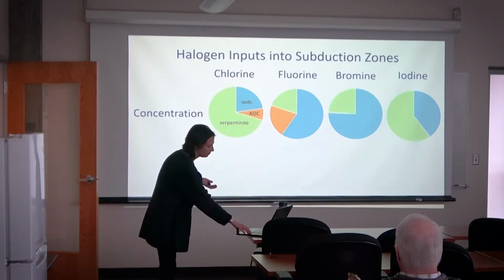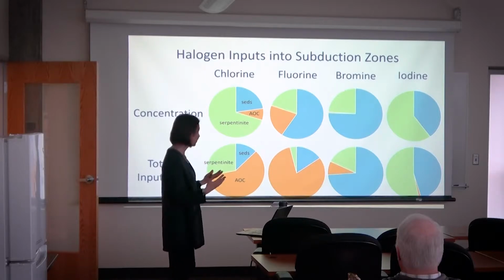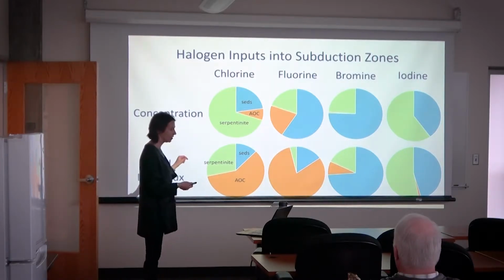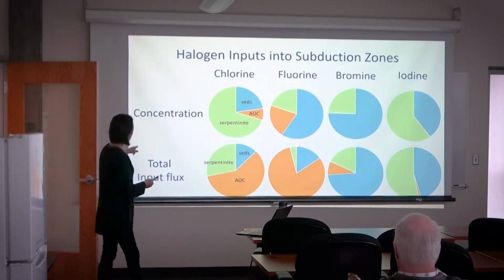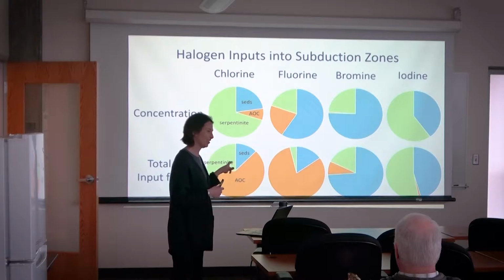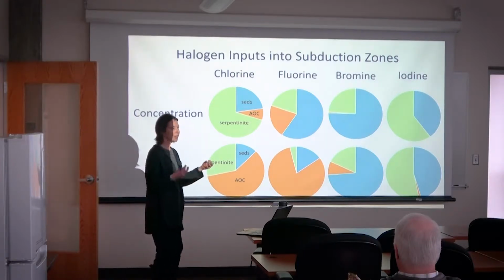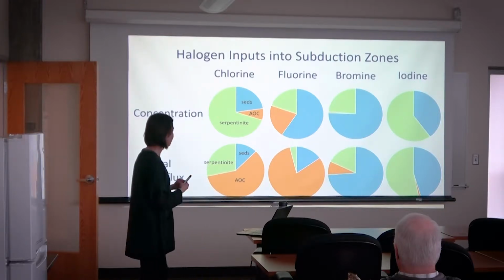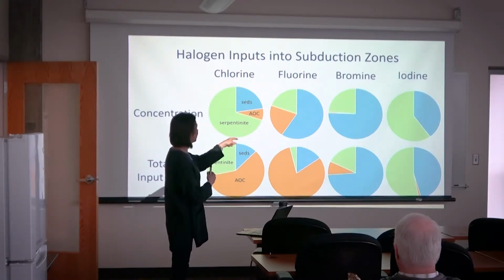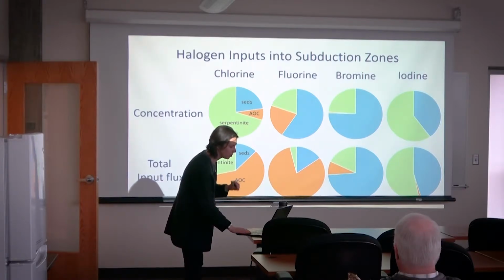Then if you make some guesstimations or assumptions as to how much is being subducted globally, thinking about average sediment thickness and average convergence rate, and here I'm assuming there's 5% serpentinization of the oceanic lithosphere, you can start making mass balance calculations to look at total input fluxes. Depending on your assumptions of serpentinization of the oceanic lithosphere, that serpentinite pie is going to get larger or smaller. But in general, altered oceanic crust hosts a lot of the chlorine and fluorine, locked up in amphiboles, whereas bromine and iodine are largely locked up in sediments, and then some of the iodine is in serpentines. So we're getting a pretty good idea of what is going down.